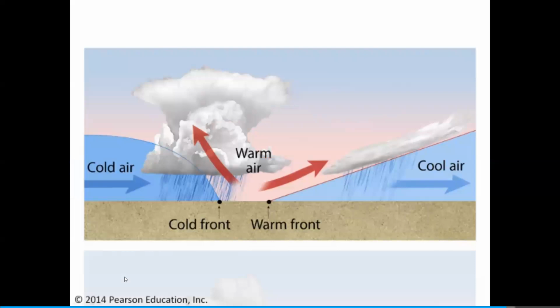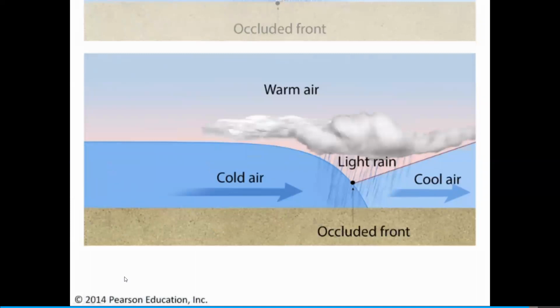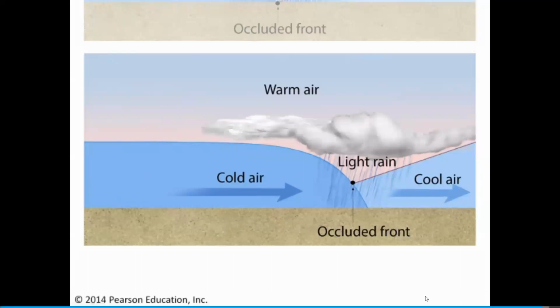This would be that area where you end up getting an occluded front, where basically the two cool air masses have gotten closer and closer together. They have merged. You end up getting some heavy rain, and then basically the occluded front is when you have this moderate rain with this sort of wedge of warm air that's dipping down between these two semi-merged cold air masses.